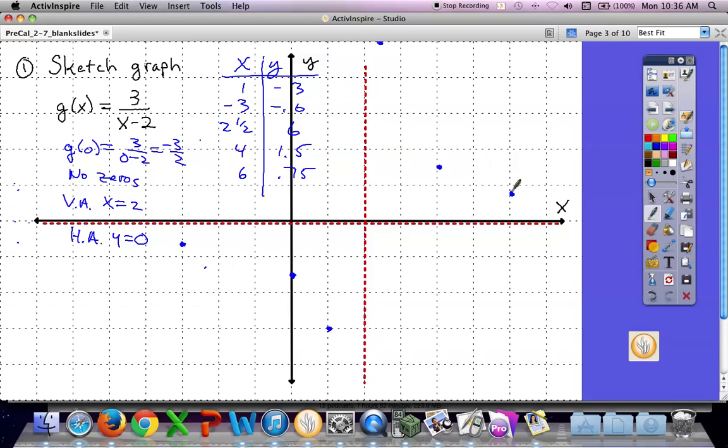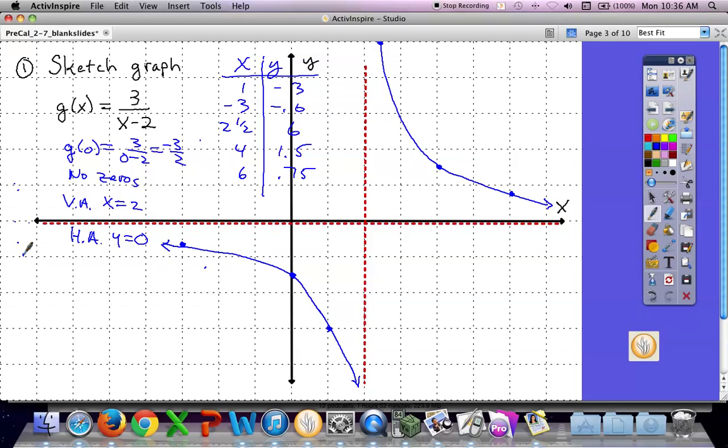So we kind of see this, right? Here it looks like this. Just draw a smooth line. We know that it approaches those red dashed lines. Draw a smooth line like so.